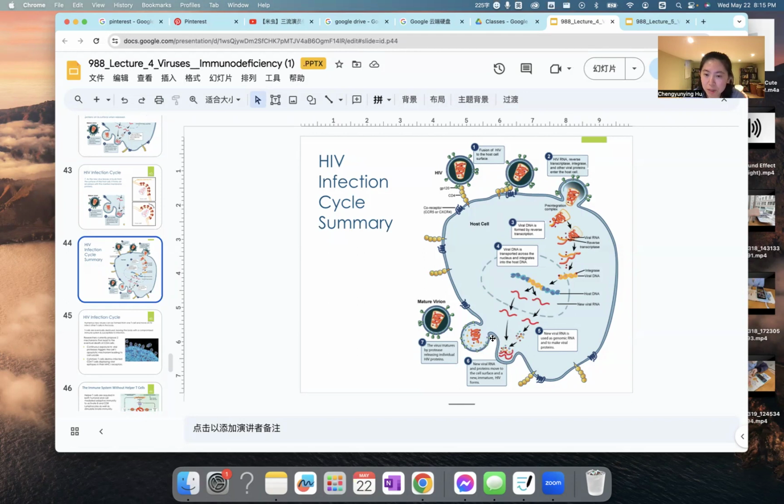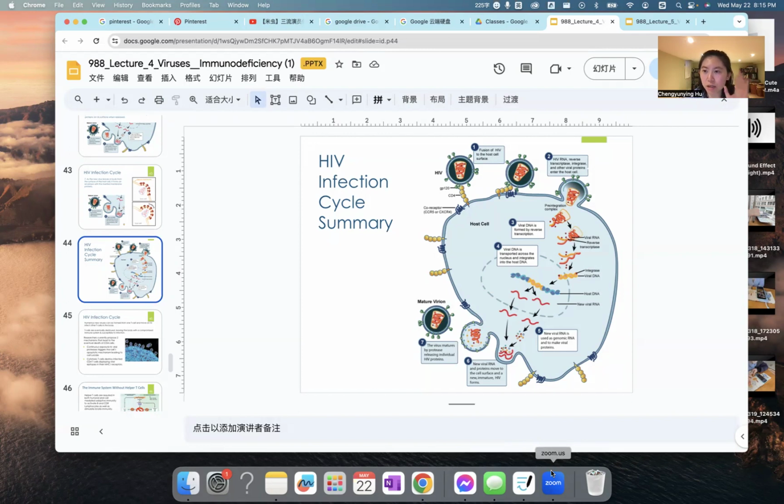Budding happens. Budding is like the envelope. On the envelope, they have proteins, right? So budding just refers to the protein starting to form at the edge of the membrane, and then this new virus is formed. However, inside of this virus, it's like a mess.